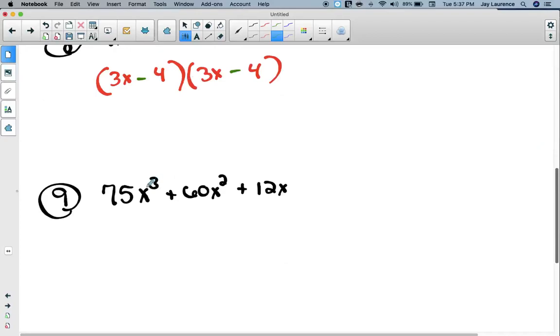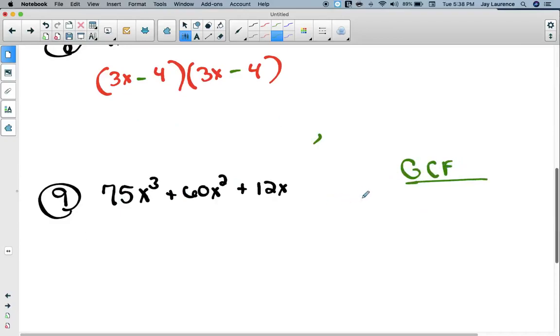All right, 9. I've got a trinomial. I don't have a perfect square trinomial because 75 is not a perfect square, neither is 12x. But I do see a GCF. It looks like my GCF.